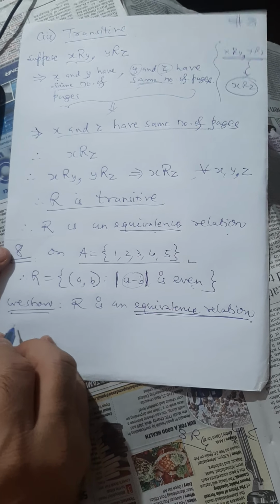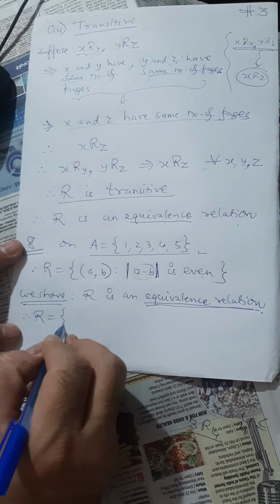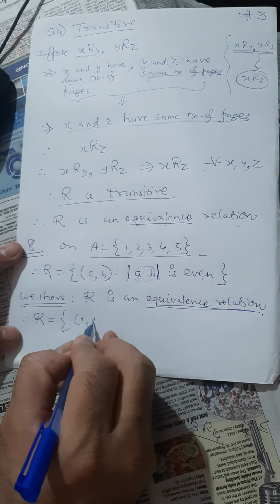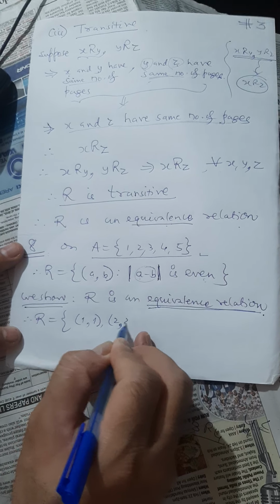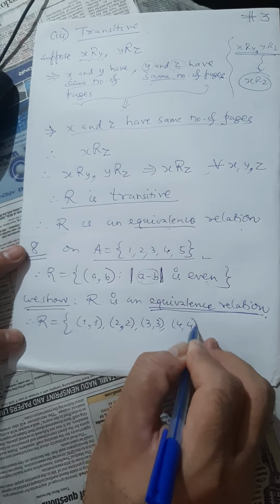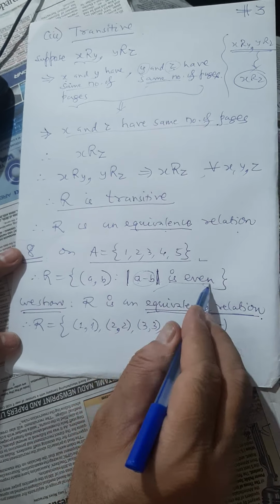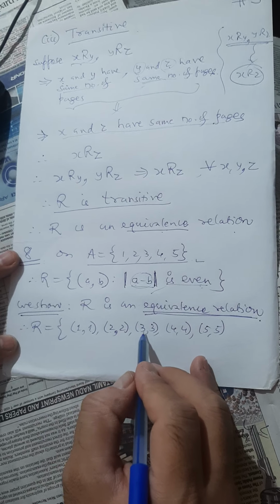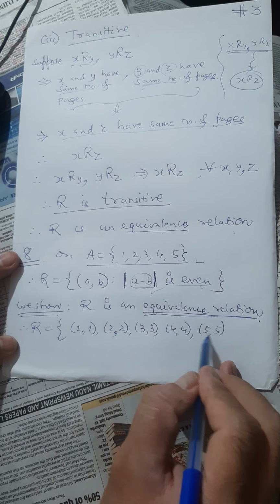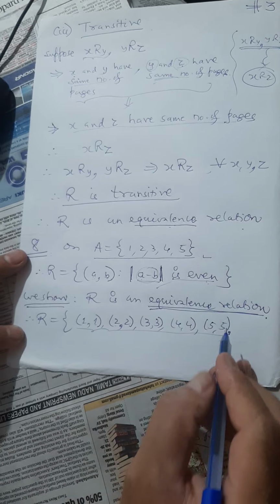So let me write R as, for example, a set of ordered pairs. So here (1,1), (2,2), (3,3), (4,4) and (5,5) will be there. Why will each of these be present? 1 minus 1 is 0, which is even, 2 minus 2 is 0, which is even, 3 minus 3 is 0, which is even, and so on. So from this clearly you can say that it is reflexive.